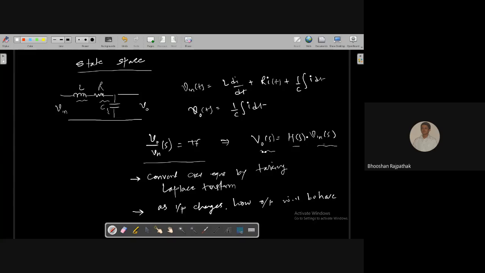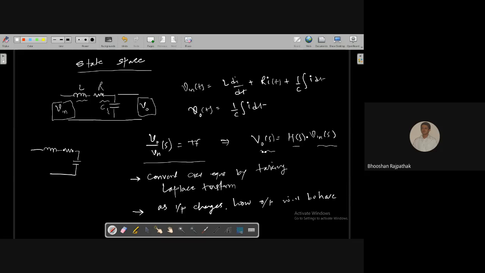VO of S is H of S into Vin of S. Because the transfer function will only give you the change in output when there is a change in input, because we are having a ratio here. So all these internal components and internal variables, these changes or these quantities cannot be directly measured or obtained by the transfer function.